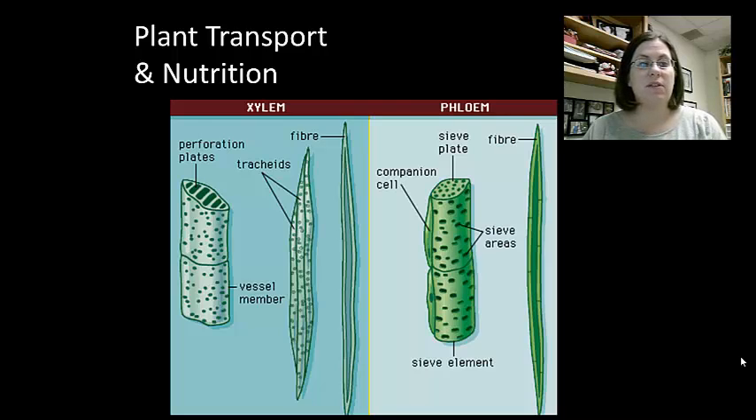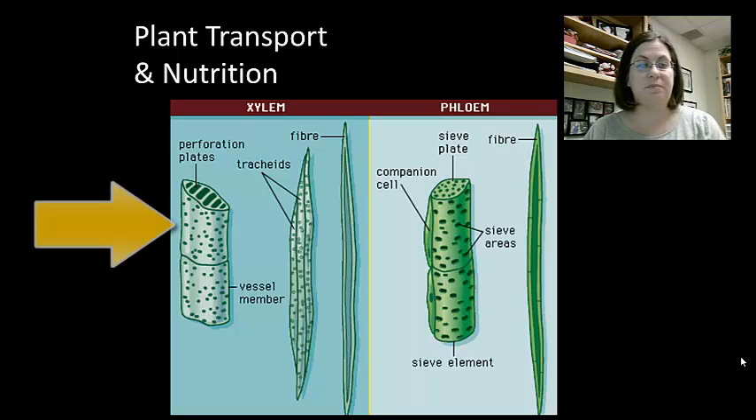So let's quickly review the cells that make xylem and phloem, which are the parts of that tissue. The xylem is composed of vessel elements and tracheids, which form a pipeline through the plant, from the roots to the leaves. Now, these cells are non-living when they are functional, so it creates that pipeline that's empty to be able to move the water.